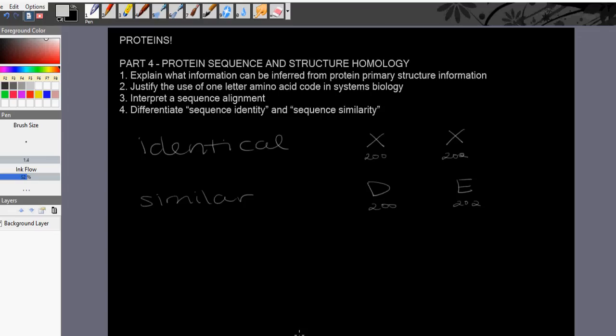Okay, so I think we've covered pretty much everything. One-letter amino acid code, interpret a sequence alignment, we started that. If it's the same residue in the same position, it probably has the same function. If it's different, it probably has a different function. So all of this feeds into the structure-function relationships that we see.